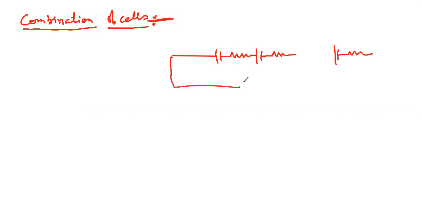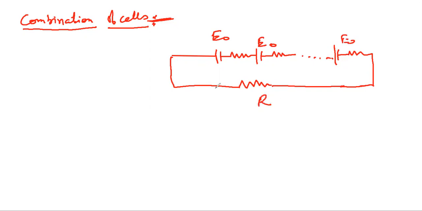Two or three cells are put together in a torch. Another example is the remote control of the television, where you can check that 2 cells are there. So what we do is combine 2 cells together to increase the EMF. This is E0, and many cells are combined together. This is the external load R and this is current I.